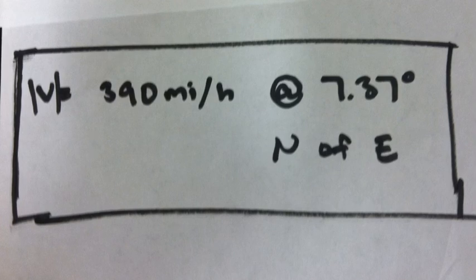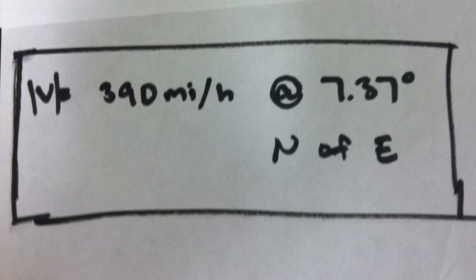So at the end, your plane is traveling 390 miles per hour at 7.37 degrees north of east.